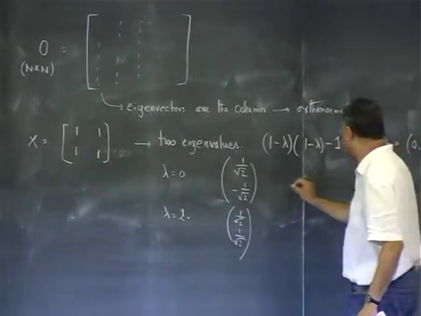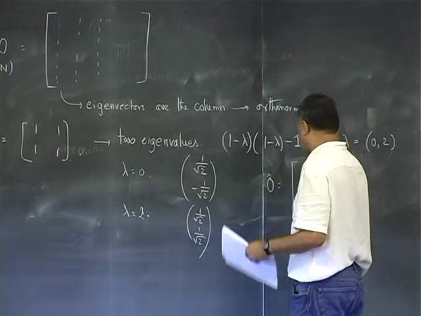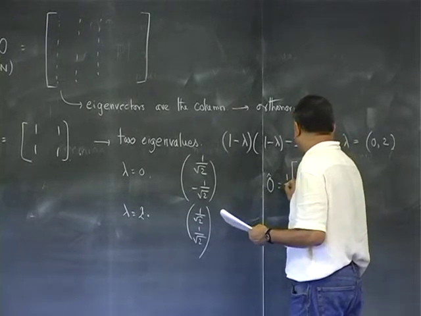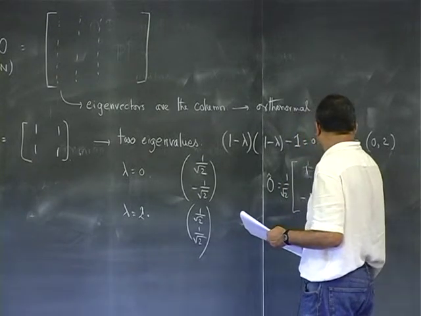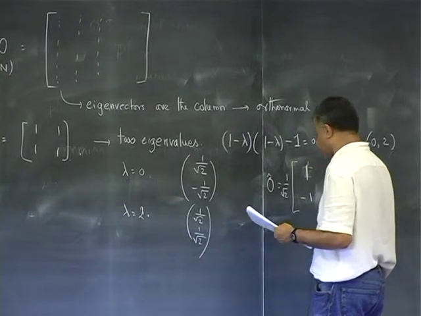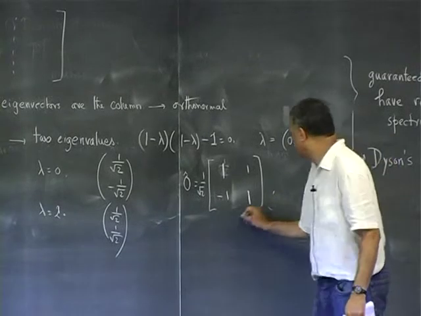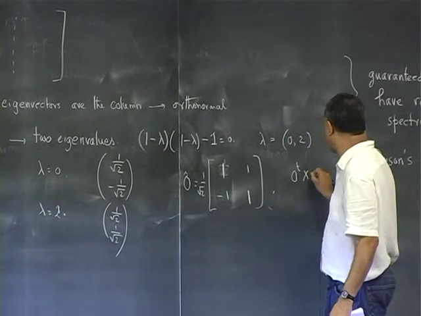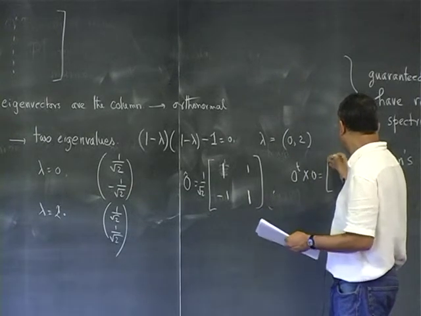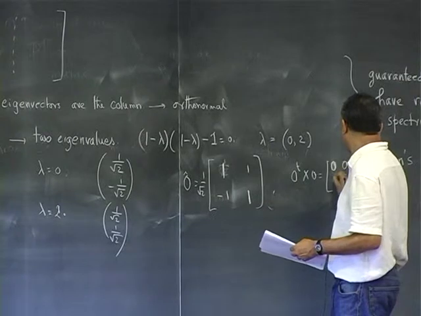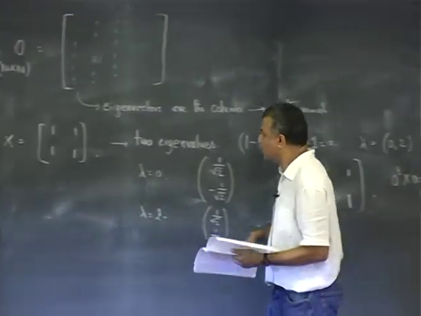So therefore, the matrix O, which is just this, take out 1 over root 2 here: 1, minus 1, 1, 1. And you can check, of course, that O transpose X O gives you a diagonal matrix, which is 0, 0, 0, 2. Just to remind you.